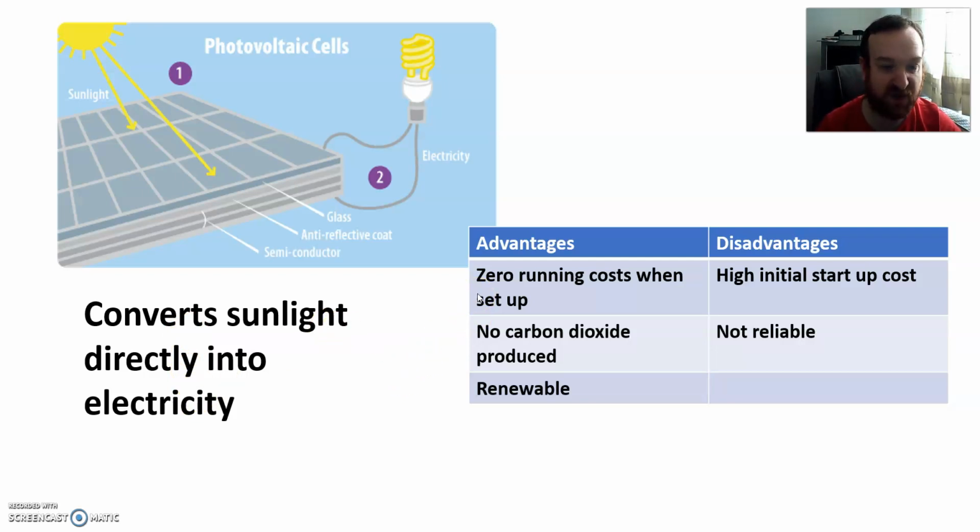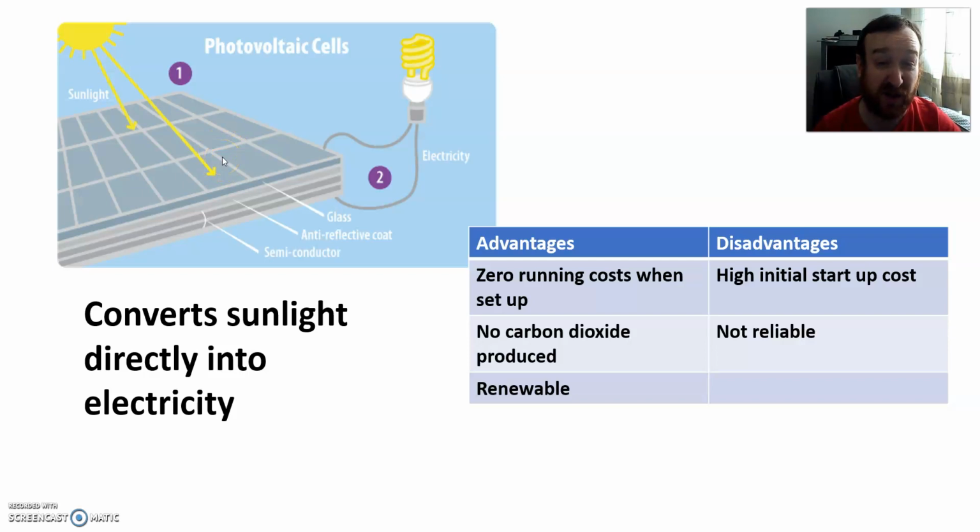When it's up and running, it's got almost zero running costs. You might need to clean the glass protective covers on them every so often, but in the grand scheme of things, it has very, very low, almost zero running costs. There's no carbon dioxide produced when they're running. They are renewable. Disadvantages: it's got a very high startup cost. The materials and the engineering that goes into producing these PV cells is expensive. So it's got a high initial startup cost.